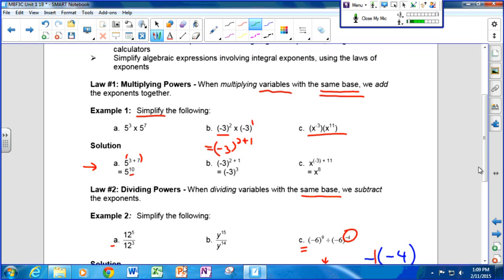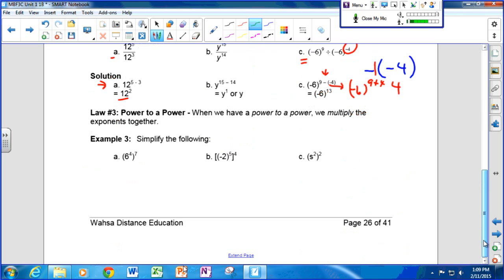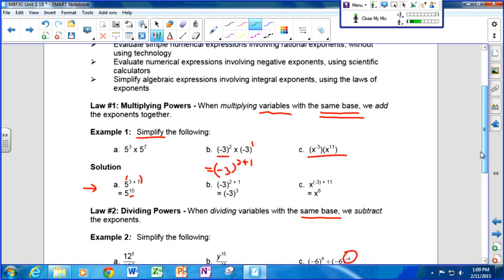So we're on page 26 of Unit 1, and we're looking at law number 1, multiplying powers. Okay. Now, when we talk about the base, of course, we have the number, right? And then we have the exponent. So I've written the number 5 in blue. In this case, that's the base. Okay. And then the exponent, okay, is the number up above.